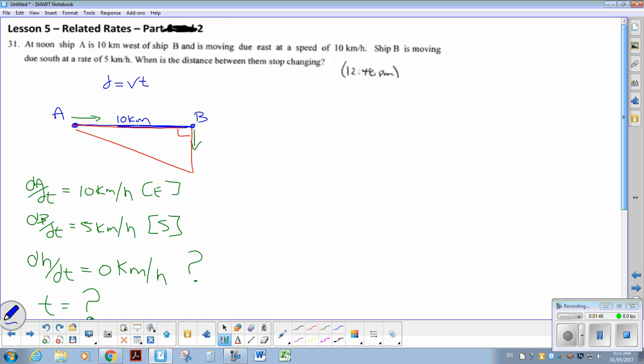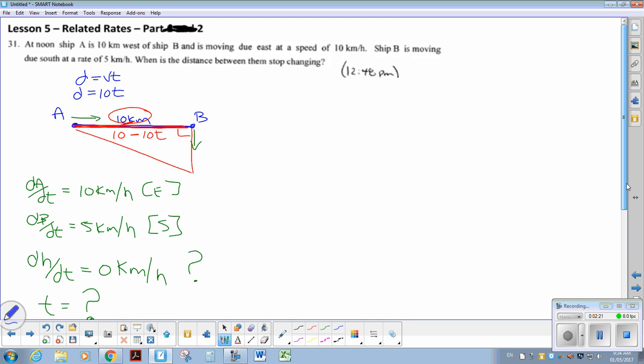So let's do it this way. How far does boat A go? d equals vt, so we know that d will equal 10 times time, but the length of this side of the triangle is going to be 10 kilometers in length minus how far the boat travels. So 10 kilometers minus how far it traveled in that time.